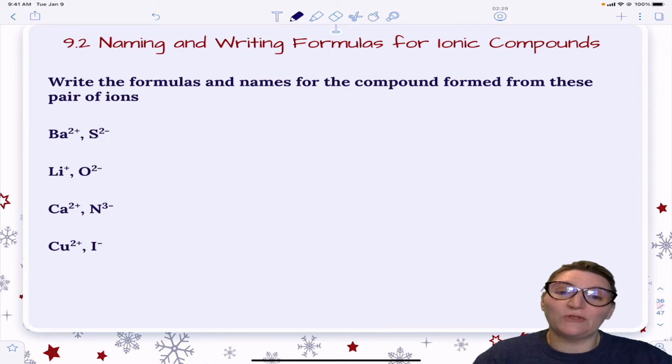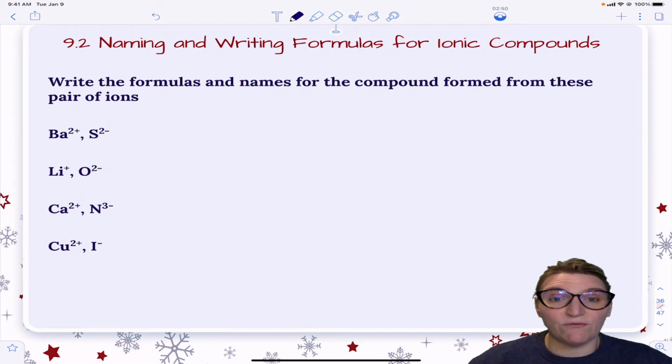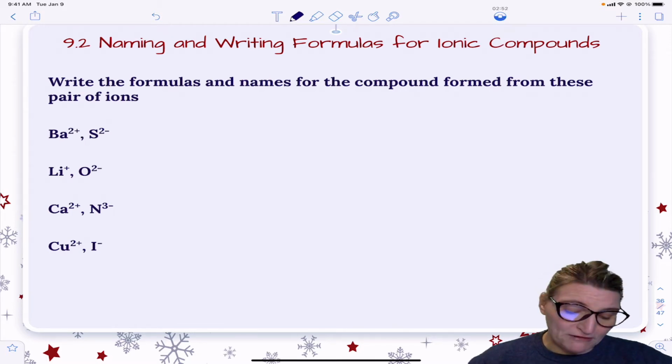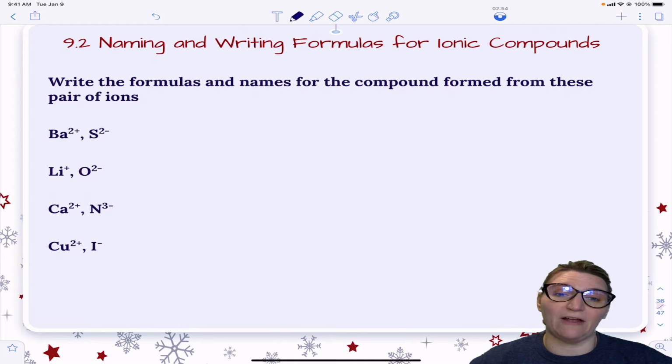Hi. So in this video, we're just continuing the naming and the writing, going back between formulas and names, putting pretty much everything together with the polyatomic ions and the transition metals and the Roman numerals. So this first set of four is sort of the first step. I've already written the charge of the ions for you, so you don't need to look at a periodic table to figure out the charge of the ions.